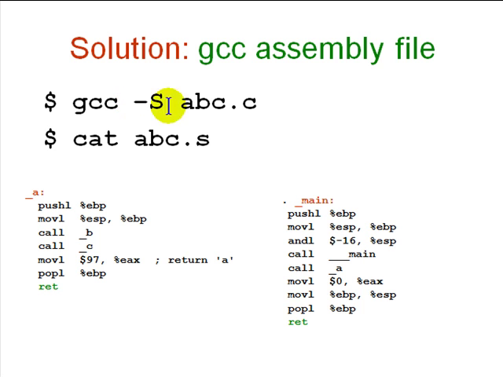So for example, in this case you say gcc -S abc.c, and then you print the assembly file. This is what it will look like. So in A, where the code for A is, you're pushing and moving the EBP. So you're calling B, calling C, and then you're returning A. So this is a comment, and 97 is the hex for A, and then you're popping the base frame pointer. In the main function, you're making space for the frame pointer, and then you call main, then you call A, and then you move 0 into EAX, and that means you're returning a 0 back to the caller. That means no error in the function.